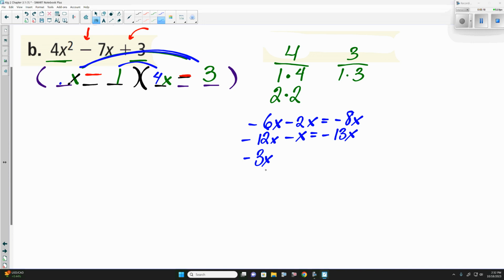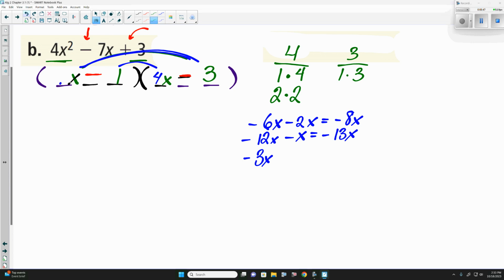Well, if we switched the 3 also here, if I switch the 1 and 4 and 1 and 3, we now have x times negative 1, and then negative 3 times 4x. So whenever we switch, we only want to switch one pair of factors. We don't want to switch both, because if we switch both, we end up back where we were.